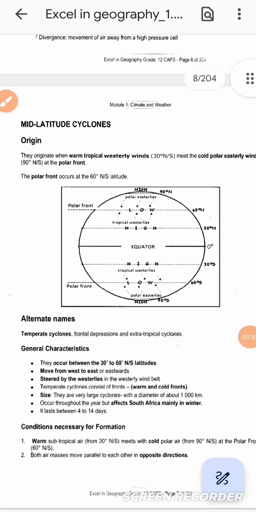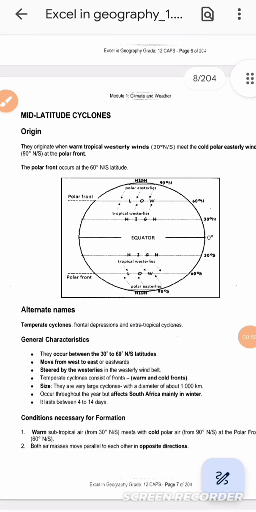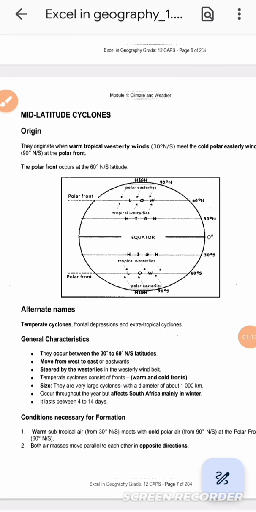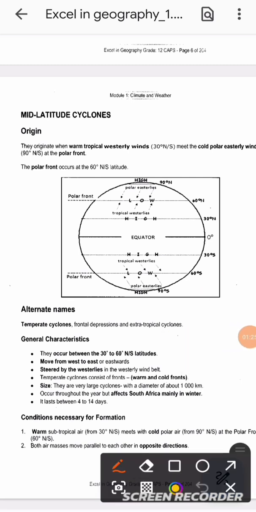So let's move. Here we have the origin. You must know the origin where mid-latitude cyclone forms in order for you to explain how mid-latitude cyclone forms. So mid-latitude cyclones originate when warm tropical westerlies at 30 degrees north or south meet with cold polar easterlies at 90 north or south at the polar front.